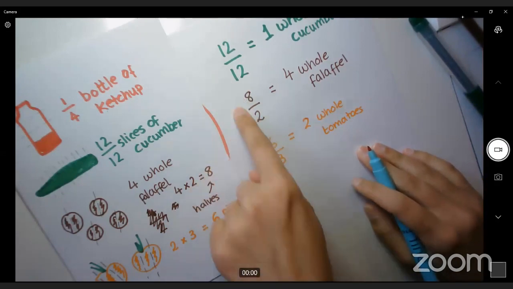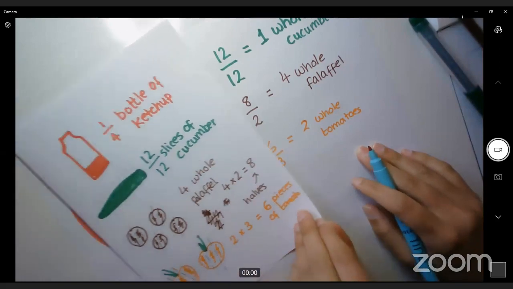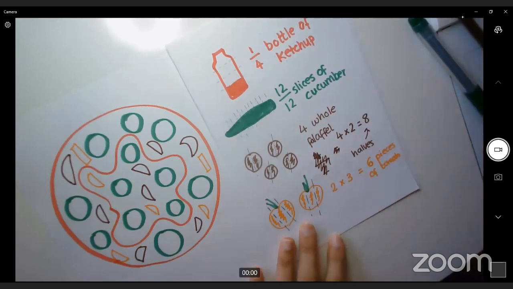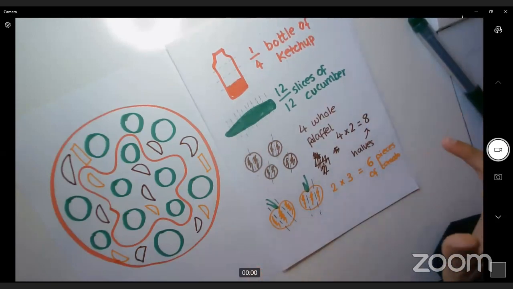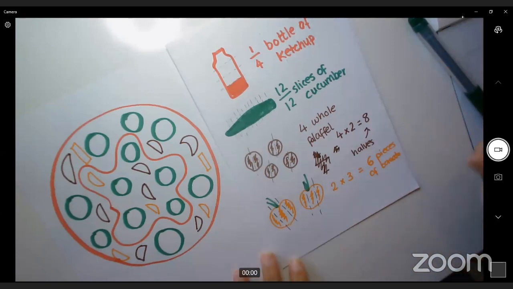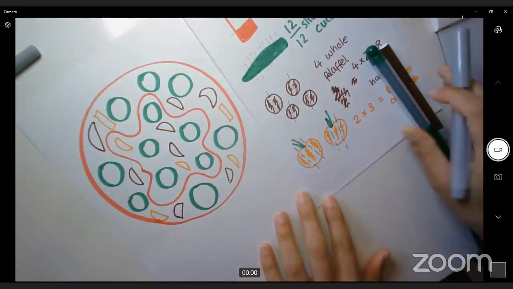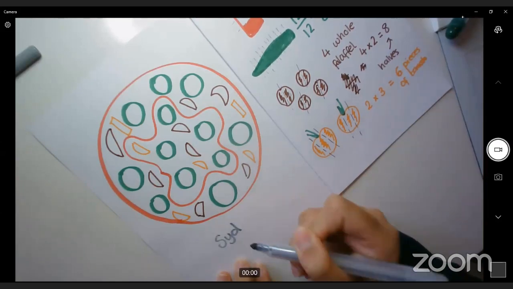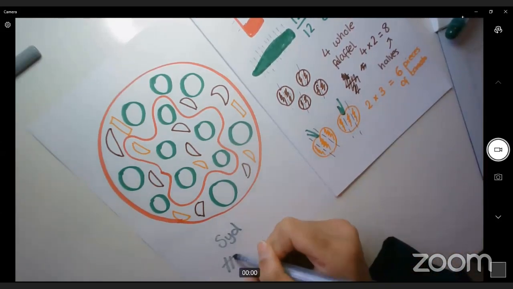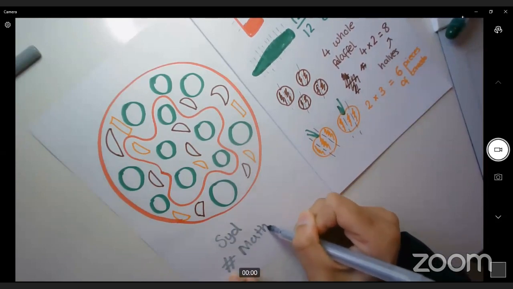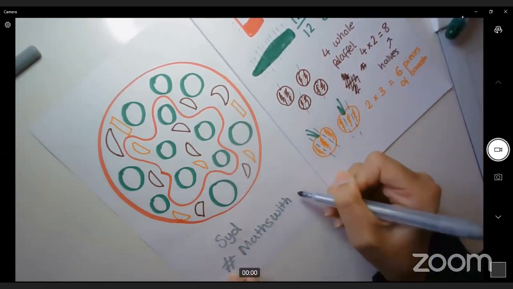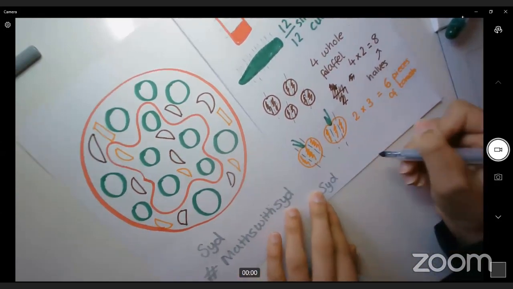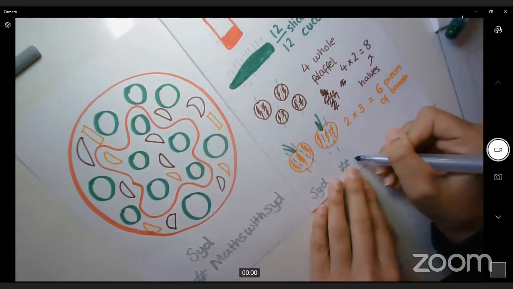So I've got all of these fractions to make my pizza. Now I'm going to make this look really nice and colorful. When you submit your images in, I want you to write your names in the corner. So let me get my pen. I'm going to write Sid, and I want you to write your name and Maths with Sid. Submit your finished pieces in, and I'm going to include them in a short video of what you've done.